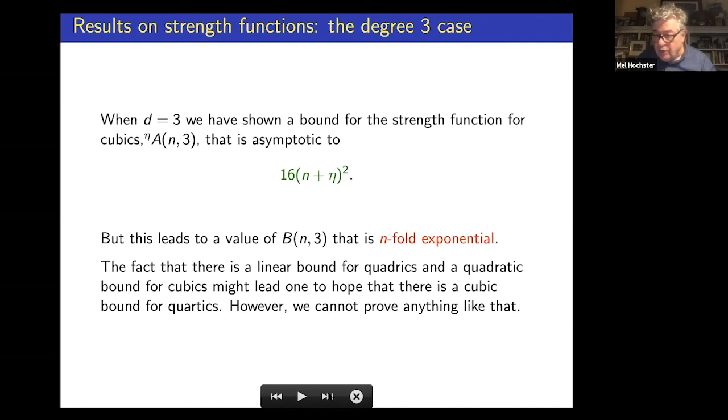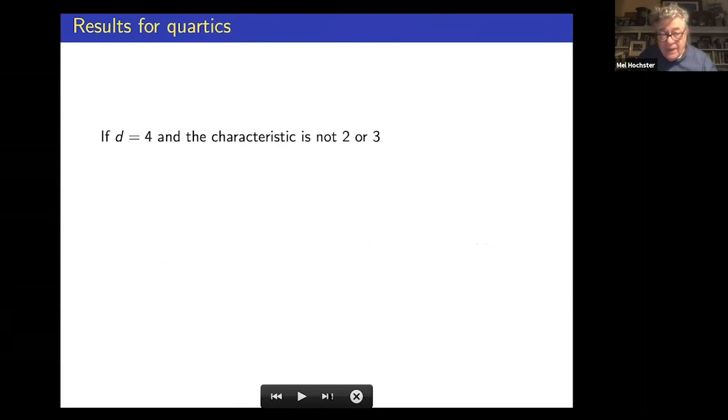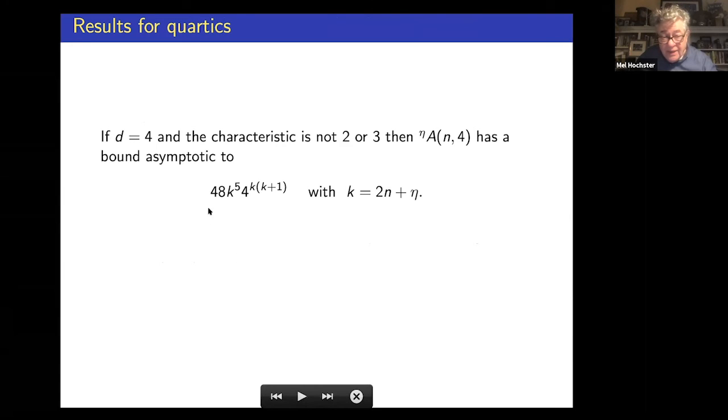However, we had to throw out characteristic 2 and characteristic 3 because we use Euler's formula in the proof. The proofs for quartics are different from the general proof. So if D equals 4 and the characteristic is not 2 or 3, then the strength function is asymptotic to this thing. That's the strength function. What we're hoping for is n to the 4th. K is 2n plus eta. So I wrote it this way. It's easier to read this way.